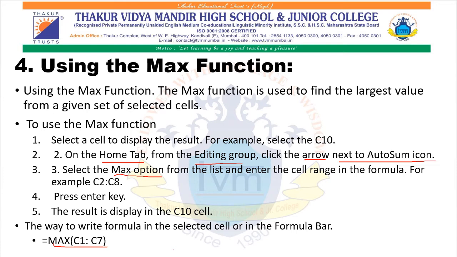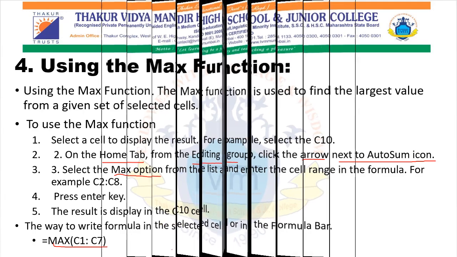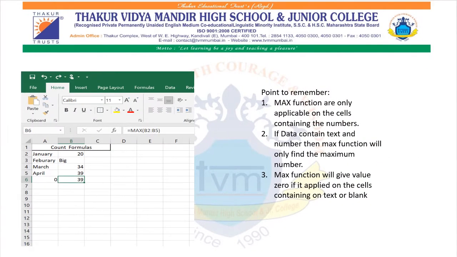Now here are also certain things we have to see. You can see here on the screen, the max function is only applicable to cells containing numbers. That means if you apply it to cells which contain text or blank values, the max function will not consider them in giving you the max value.